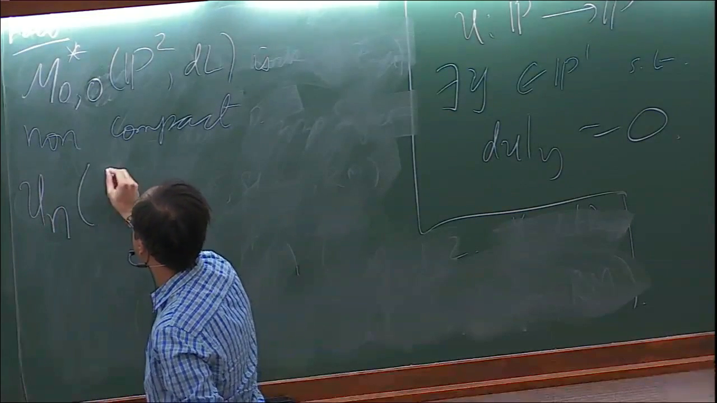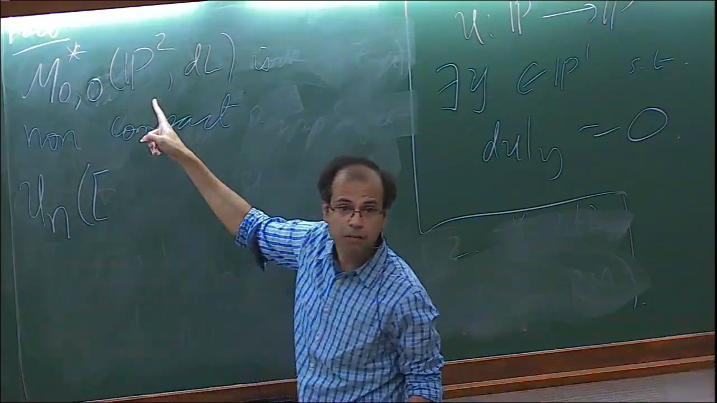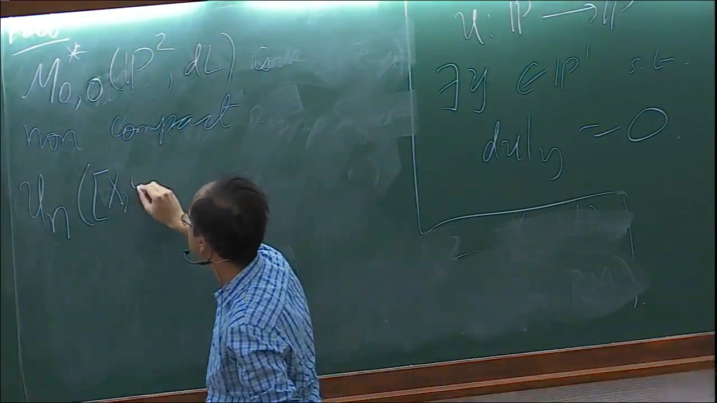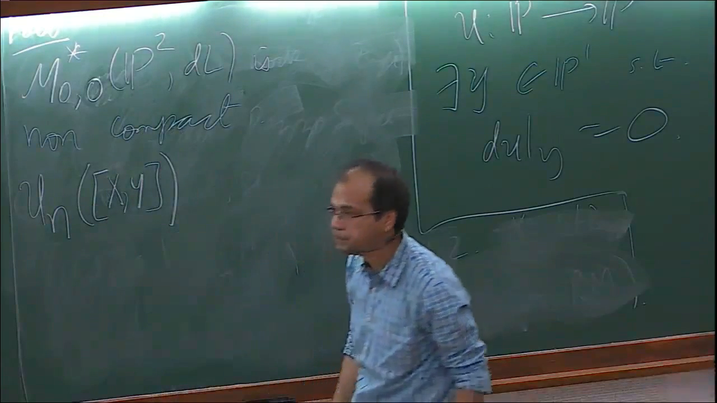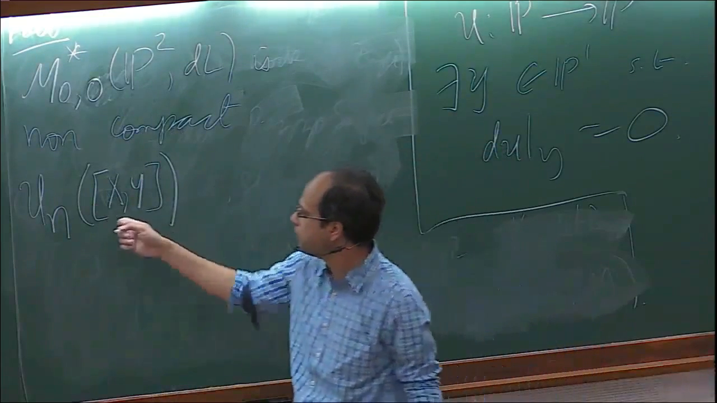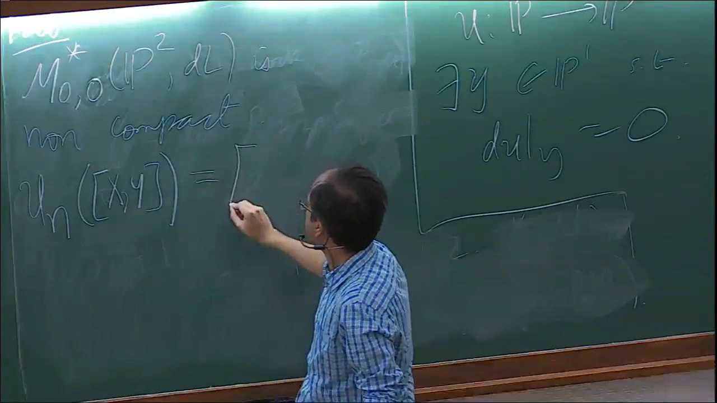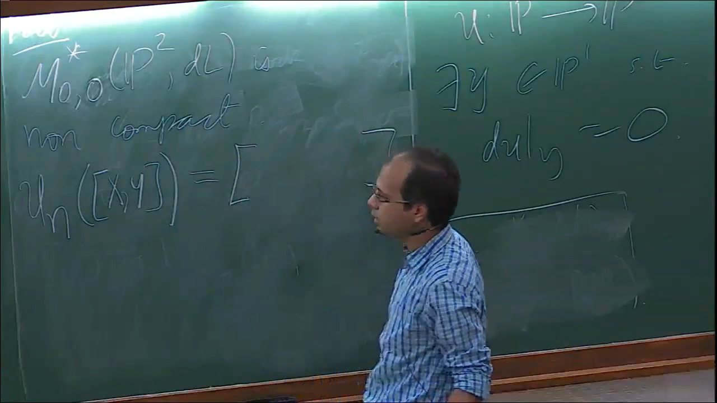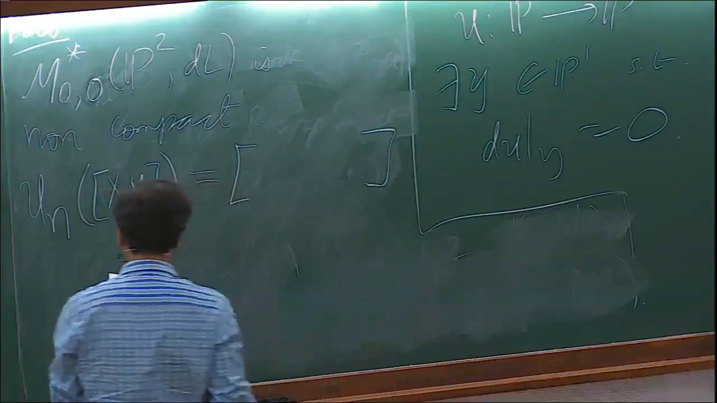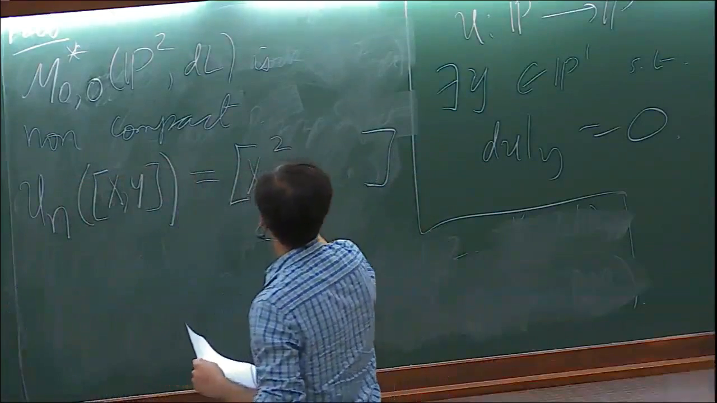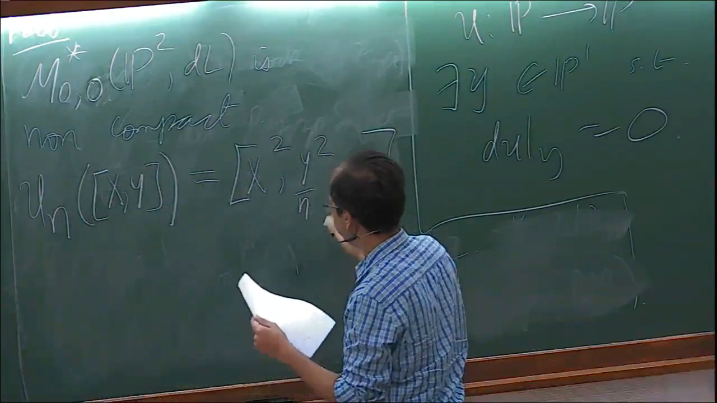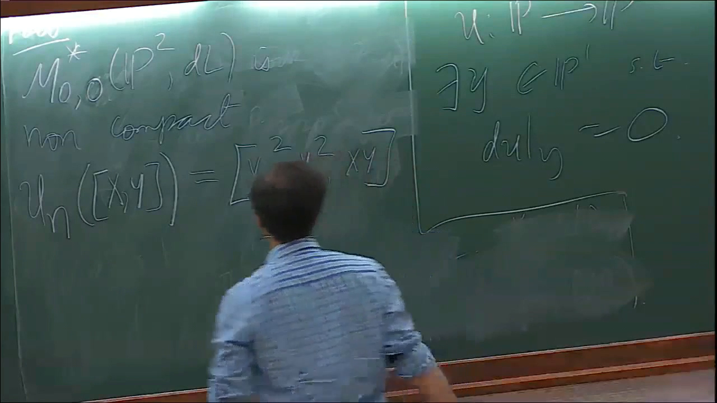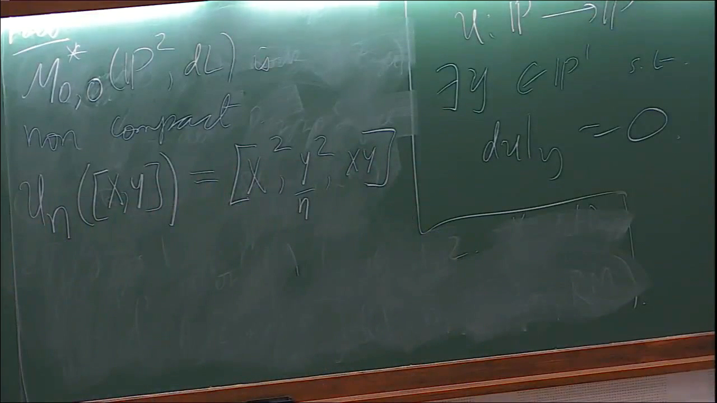So I'm going to take a point in P1; I can think of it as an equivalence class of two coordinates, X and Y. So this is a point in P1. And I'm going to produce a map to P2. Three coordinates will be there. So the sequence is as follows: X squared, Y squared by N, and XY. So this is a well-defined degree 2 map from P1 to P2.